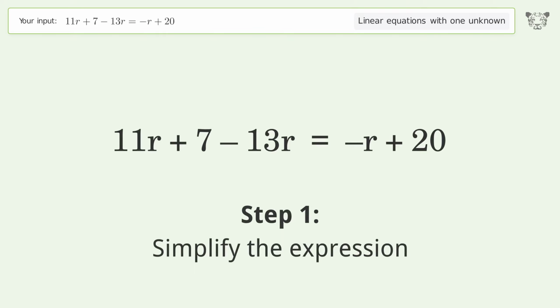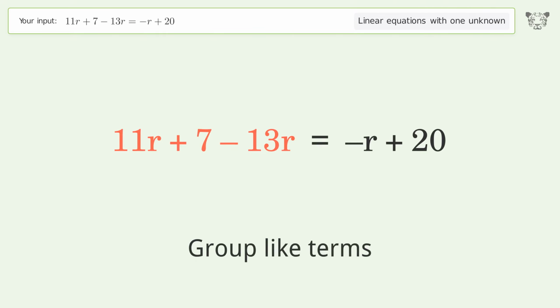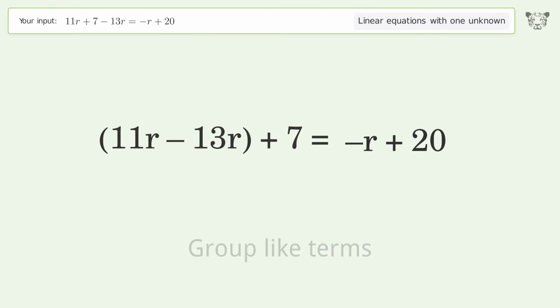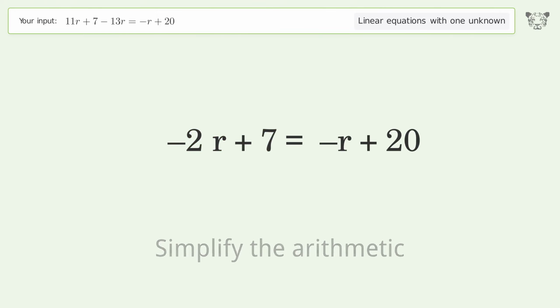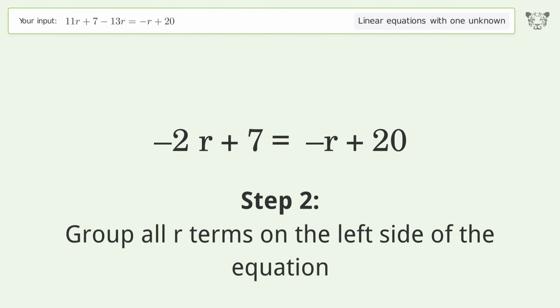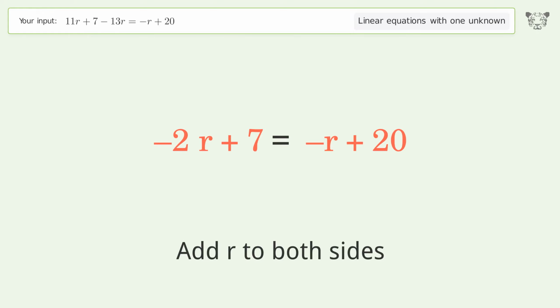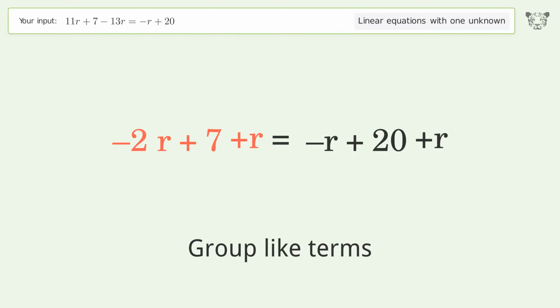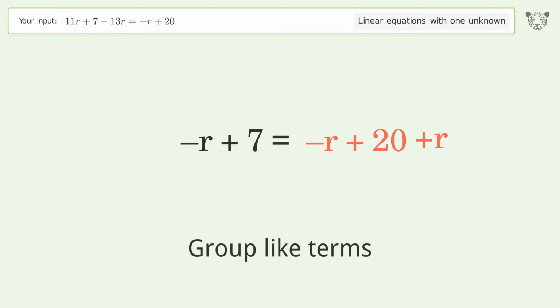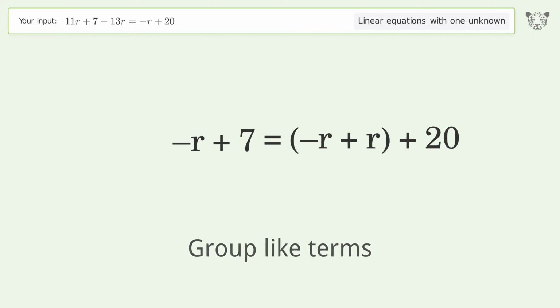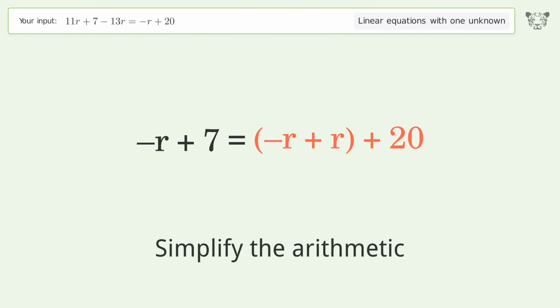Simplify the expression. Group like terms. Simplify the arithmetic. Group all r terms on the left side of the equation. Add r to both sides. Group like terms. Simplify the arithmetic. Group like terms. Simplify the arithmetic.